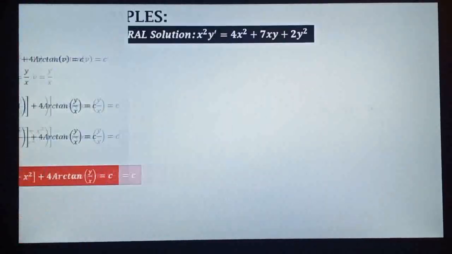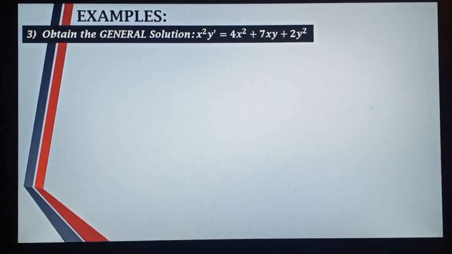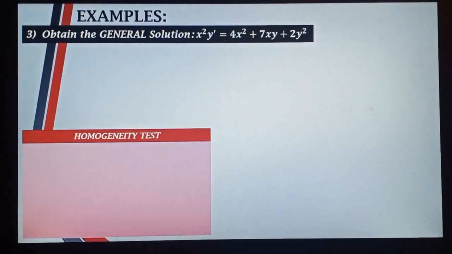Next, we have example number 3. And again, we have to obtain the general solution, wherein your equation is x squared y prime equals 4x squared plus 7xy plus 2y squared. But we need to test first if the equation is homogeneous. So we need to perform the homogeneity test.